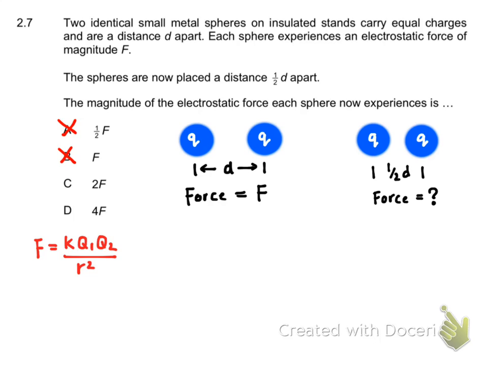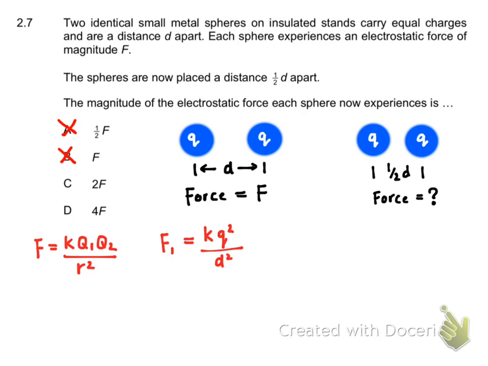I think we can immediately discount option A and B. Because we've brought them closer together, the force must be greater. And A and B show half F and F, so it's definitely going to change, and it's certainly not going to get smaller. So we can discount those two.